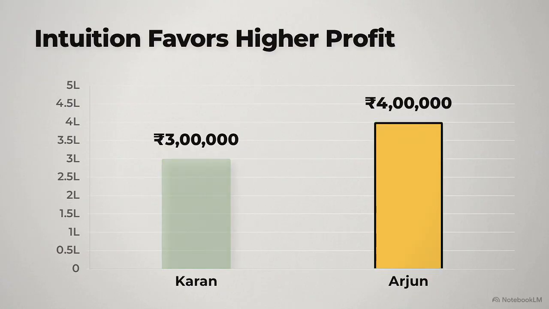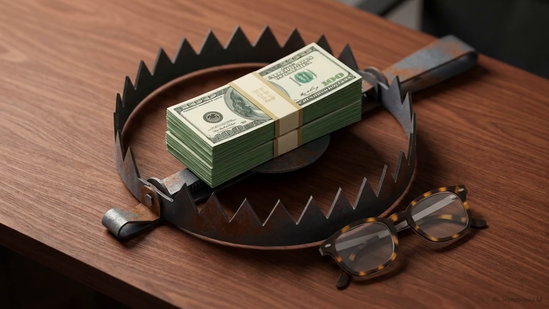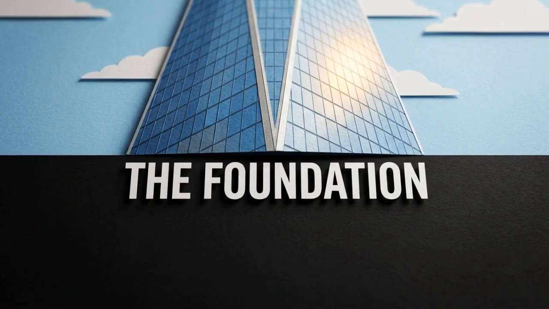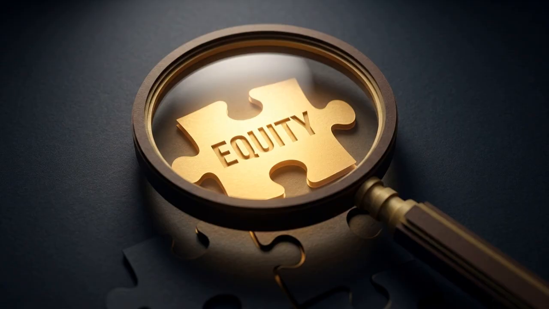Intuition points to Arjun. He made 33% more, and a bigger bottom line is typically seen as the ultimate marker of success. However, taking these absolute numbers at face value is a classic trap that routinely misleads amateur investors. Judging a company strictly by the size of its profit obscures the foundational half of the story. We are missing the variable that provides the necessary context: invested capital, or equity.